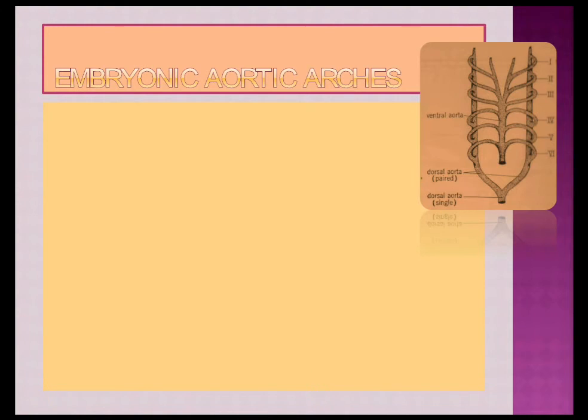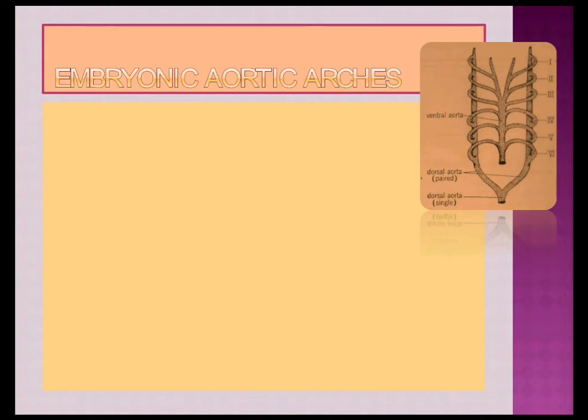So actually, what are the arches? These are the arches which are present on both the sides. So that is a single arch which is going into this side, and it is going on to this side also. So that's why we call them paired blood vessels that are coming out of the heart.